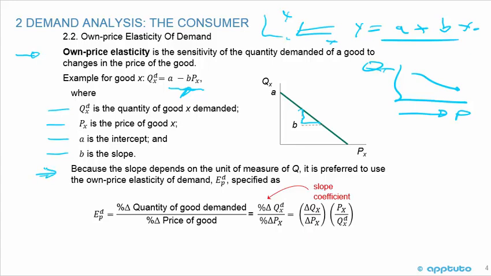Because the slope depends on the unit measure of Q, it is preferred to use the own price elasticity of demand. So we can see here it's the percentage change in the quantity of good demanded divided by the percentage change in the price of the good, okay? So we can see here the percentage change in the quantity demanded divided by the percentage change in the price of the good. Not too difficult. Again, it's just dealing with the slope of a line, but it's downward sloping.